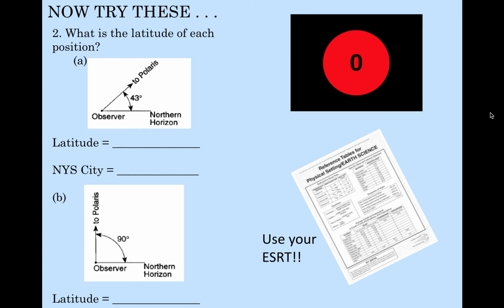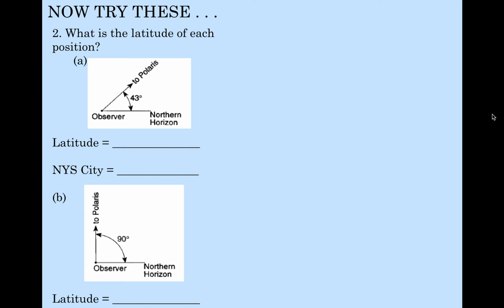All right, let's go over some answers. So, for the first question, in question 2, what is the latitude of each position? So for the first one, as we can see, Polaris is 43 degrees above the horizon. So our latitude would be 43 degrees north. If we wanted to find what New York State city is at 43 degrees north, we would need to pull out our reference table.